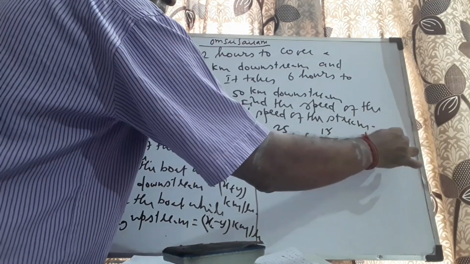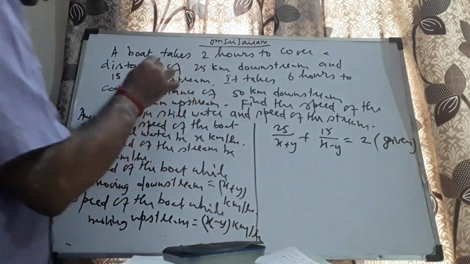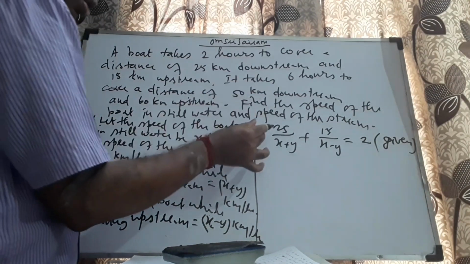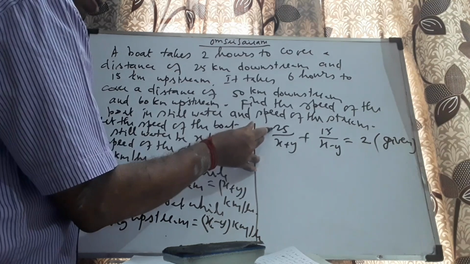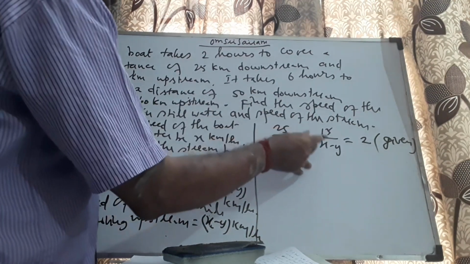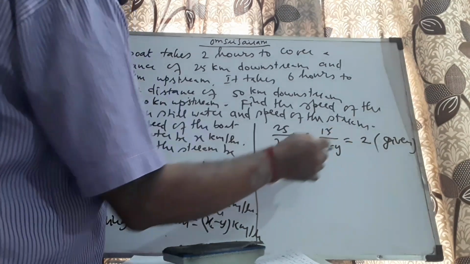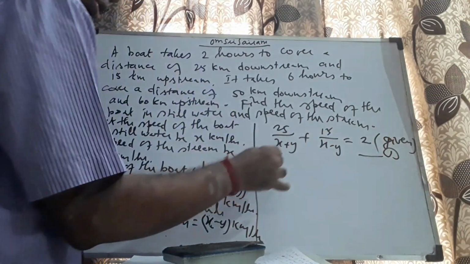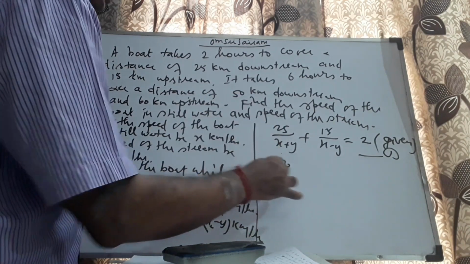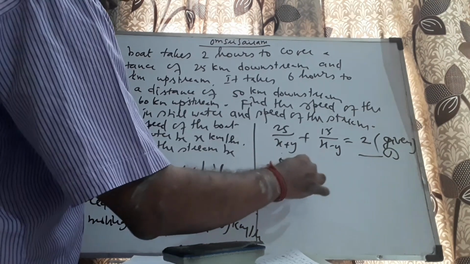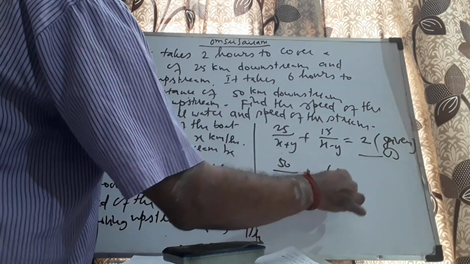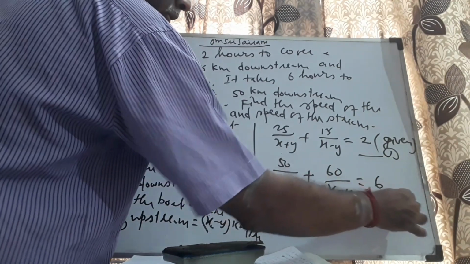This is given. Let me repeat. A boat takes 2 hours to cover a distance of 25 kilometers downstream. Therefore, time taken for downstream is 25 by x plus y. Time taken for upstream is 15 by x minus y. Total time is 2. Let me name it as 1. Similarly, to cover 50 kilometers downstream, time will be 50 by x plus y, plus for 60 kilometers upstream, 60 by x minus y. The total time is 6, let us say.